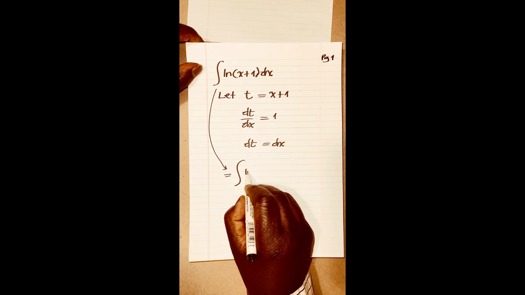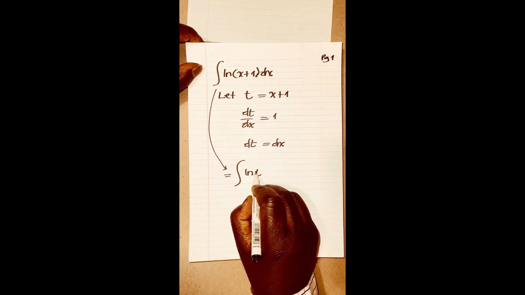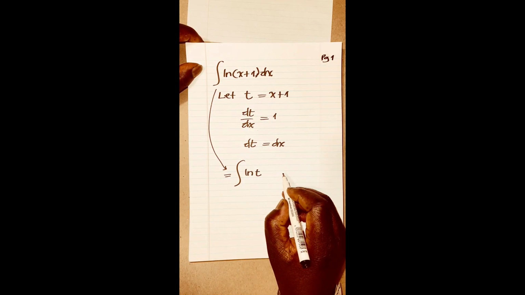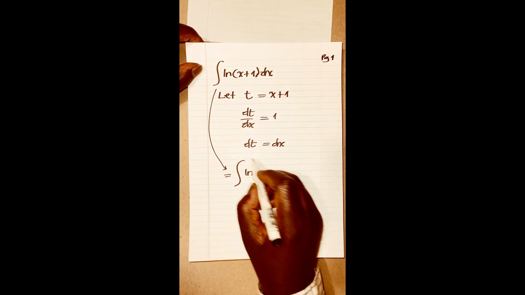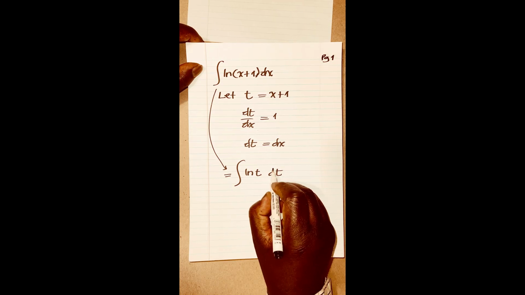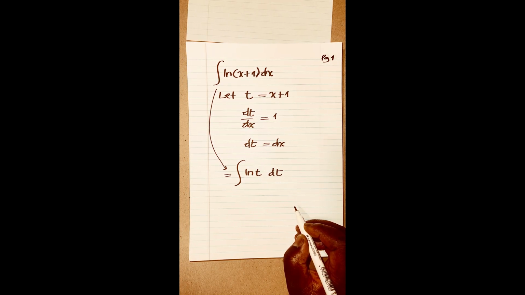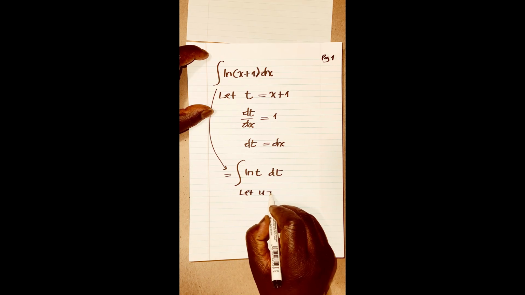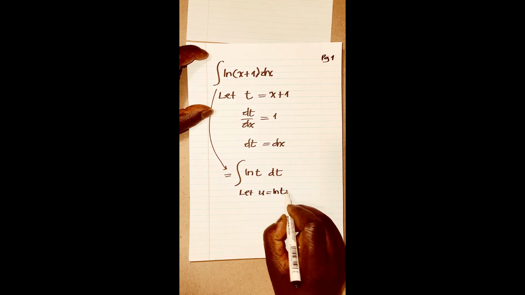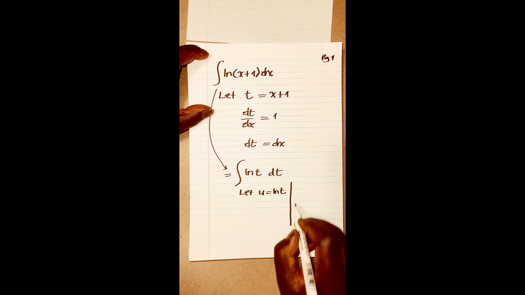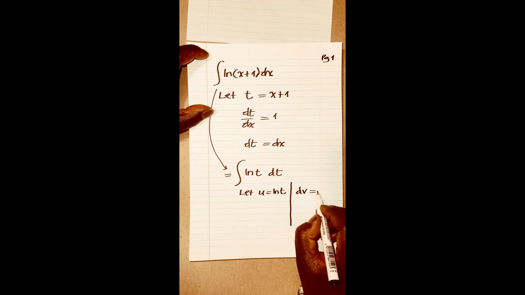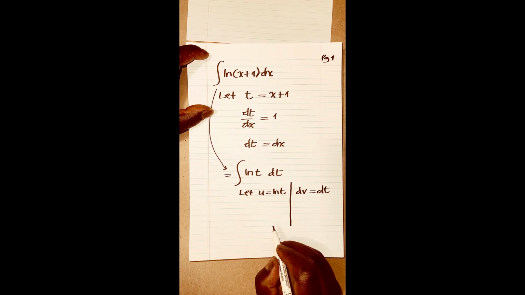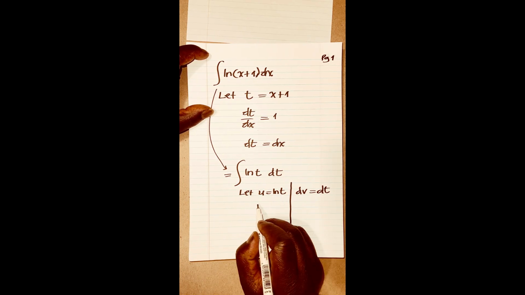So this integral then changes as follows. It's the integral of the natural log of t. Remember, x plus 1 must be replaced by t, and in place of dx I'm going to have dt. At this stage I'm going to use what we call integration by parts. So we're going to let u be equal to natural log of t, and on the other side we're going to let dv be equal to dt.